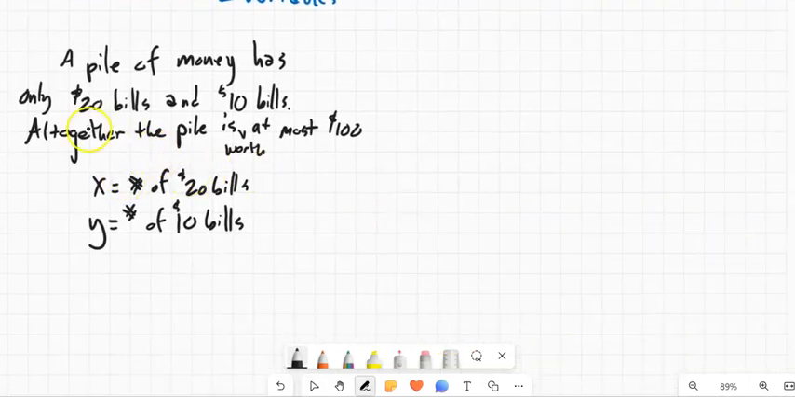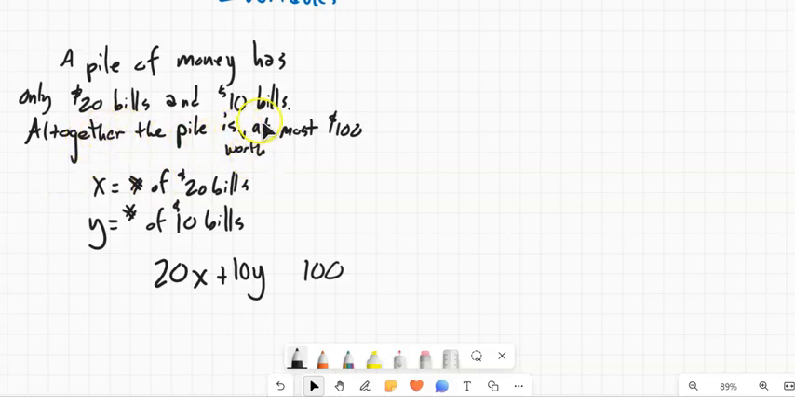Now if I wanted to think about what they're worth together, each $20 bill is worth $20. So 20 times X would be how much they're worth. Like if I had 10 of them, X is 10, it'd be $200. If I have 5 of them, 20 times 5, I have $100. Plus, each $10 bill is worth $10. So if I know X and Y, this is how I could figure out my total amount. And that's somehow compared to $100.